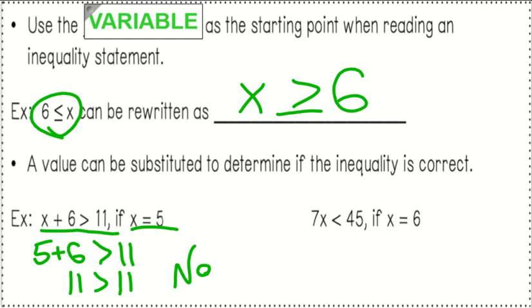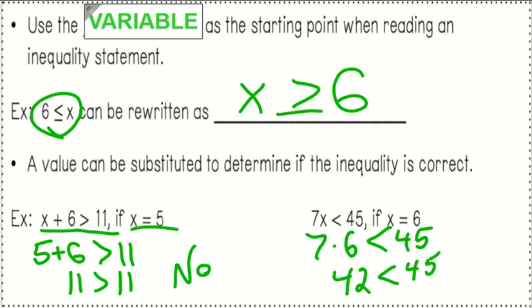X is 6. So I got 7 times 6 less than 45. 7 times 6 is 42. Is 42 less than 45? Yeah, so that one's a yes. That one's correct. Everybody see how that works? Relatively easy, right? You substitute in the number, then you just have to see if it's a true statement or not, if the alligator's chomping the correct thing. Okay?